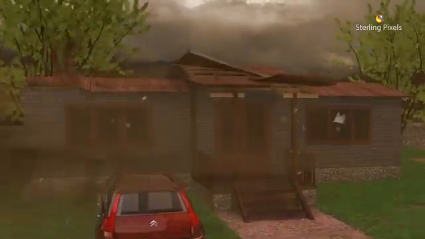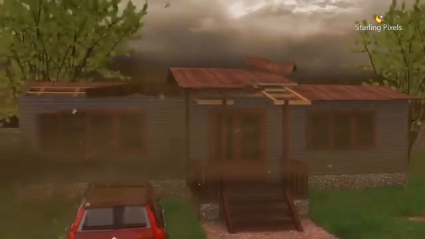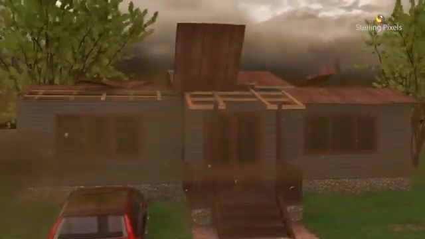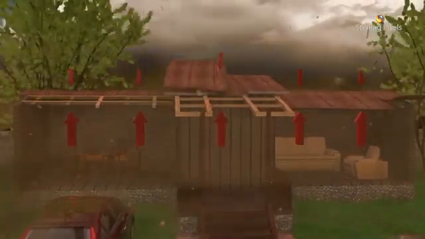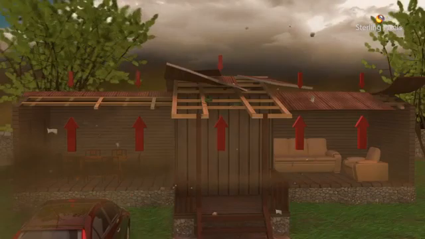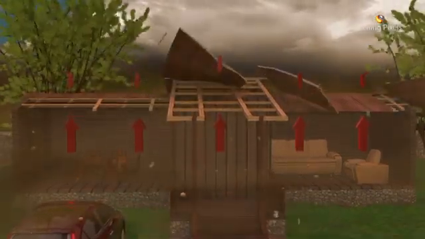This is exactly why wind blowing at a high speed over the roof of a house blows the roof off, because the fast-moving wind decreases the pressure over the roof, while the pressure inside the house is greater.